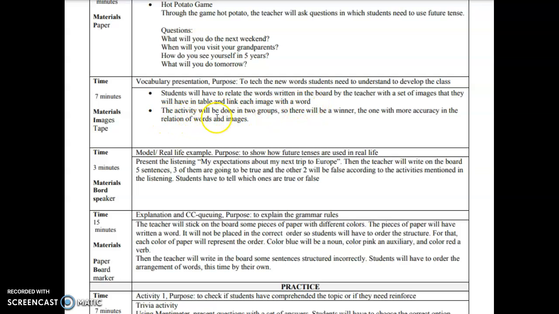The activity will be done in 2 groups, so there will be a winner, the one with more accuracy in the relation of words and images. So as you know, students always want to have like a winner and a loser, and that motivates them to do their best.